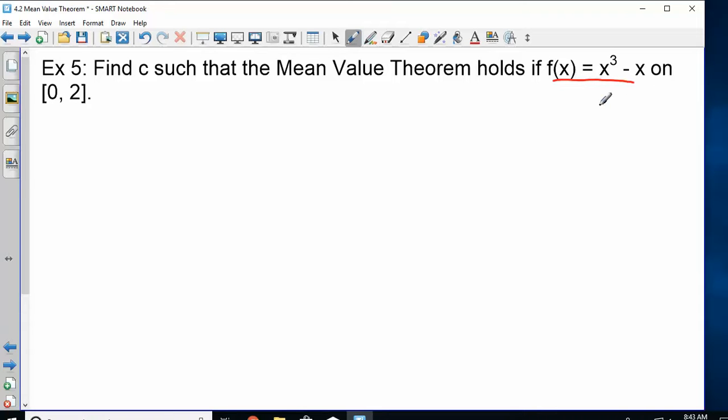So first thing, you have to check the conditions. Mean value theorem only has 2 conditions. It has to be continuous on the closed interval, differentiable on the open interval. Is this? Why? It's a polynomial. So you can just tell me that.